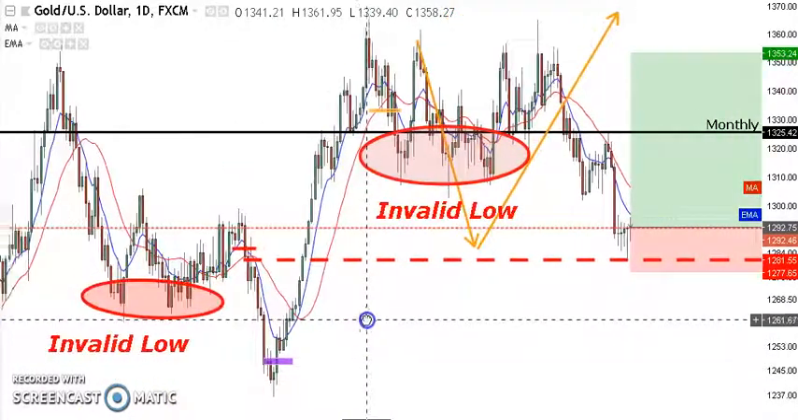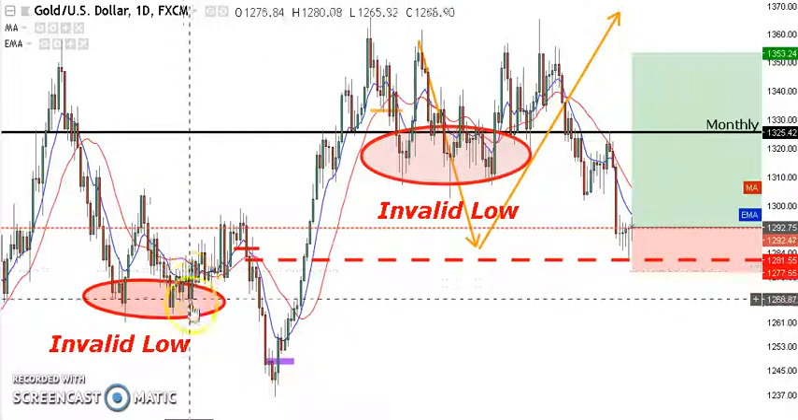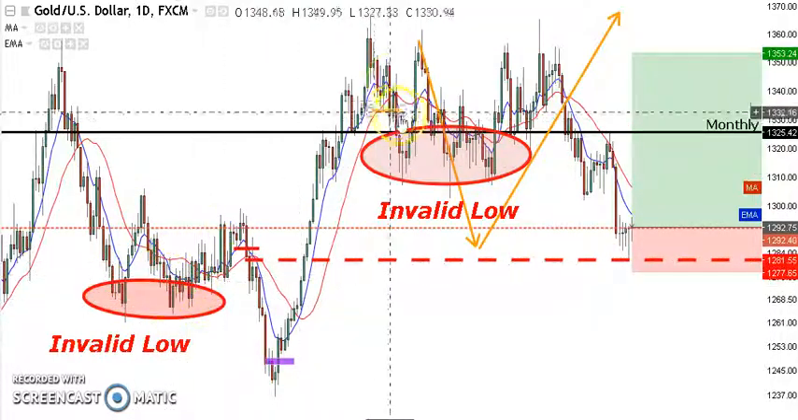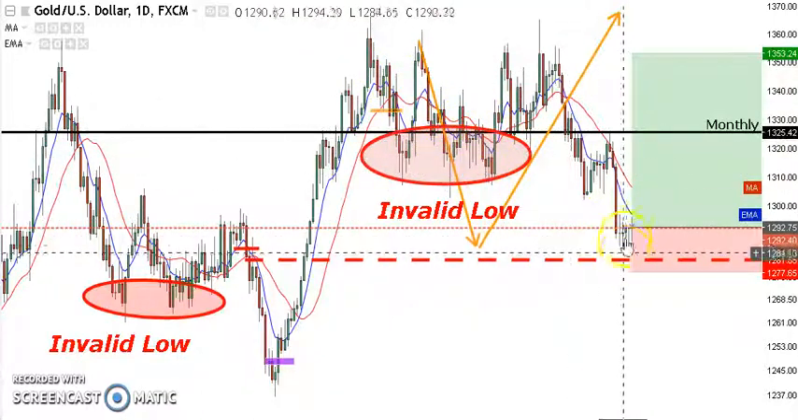Another way to spot the pattern is you see how it reaches here kind of like 3 times. 1, 2, 3 with that invalid low. Same thing right here. 1, 2, 3. And then it made the true higher low.